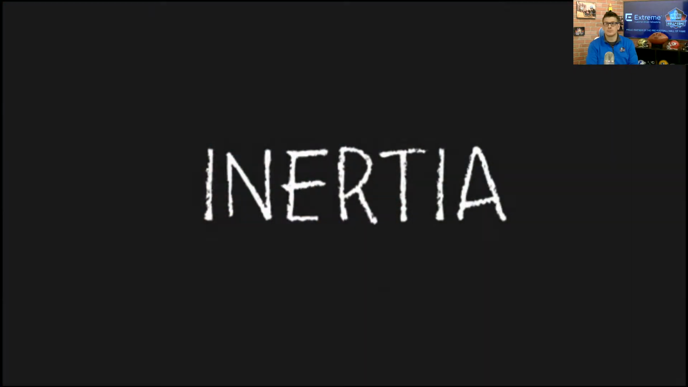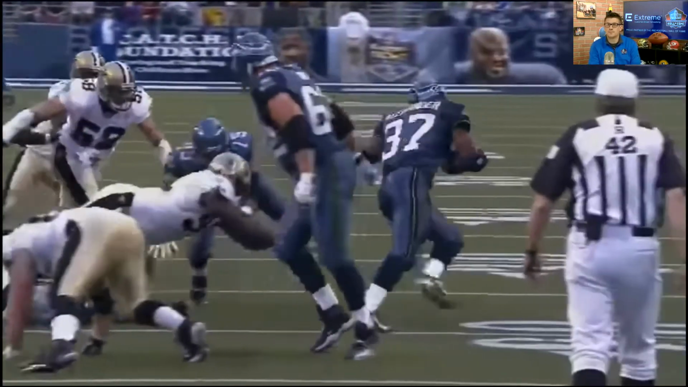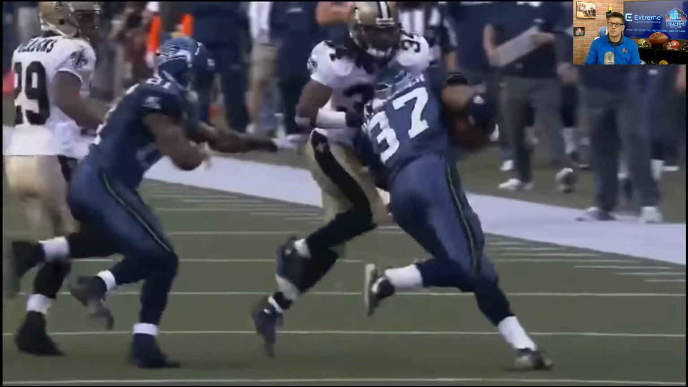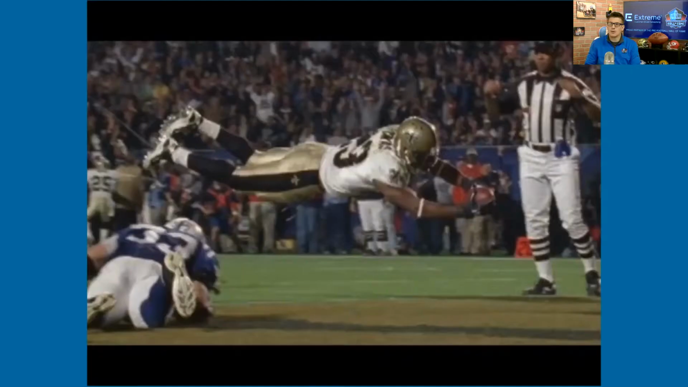In physics, a player's natural resistance to that unbalanced force is something called inertia. On the football field, you can think about inertia as being a running back who's already in motion and doesn't want to change the fact that it's already in motion. So it's going to take some external unbalanced force, i.e. a defensive player, to stop that running back.